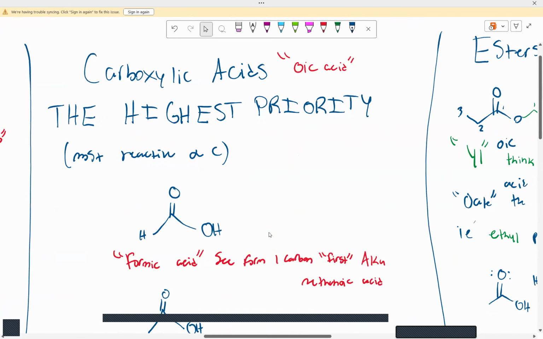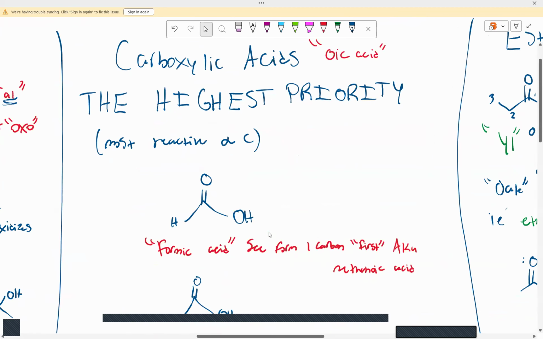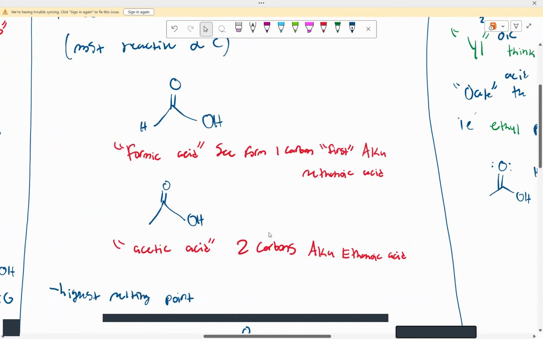Now I want to go over carboxylic acids, which have the suffix oic acid. They are the highest priority, primarily because they are the most oxidized functional group. So they have the most reactive alpha carbon. I want to go over two common names that you'll often see, and it's not just specific to carboxylic acids. You'll have formic acid.